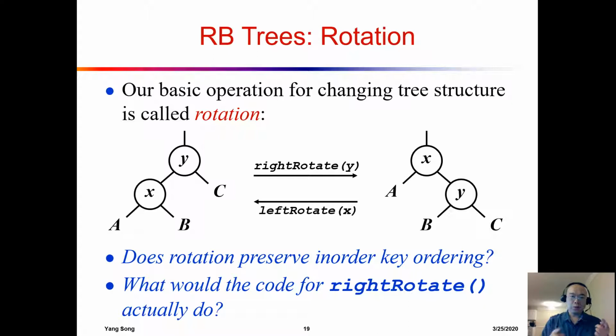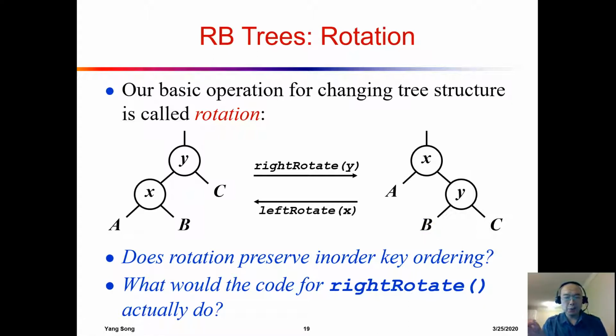Okay, so if we want to do a right rotation, what we are going to do is, for the x here, we are going to make x the root of the subtree. And then for y, it will be the x's right child. And then for subtree B, it used to be the right subtree of x. Now it will be the left subtree of y. So this is a right rotate.